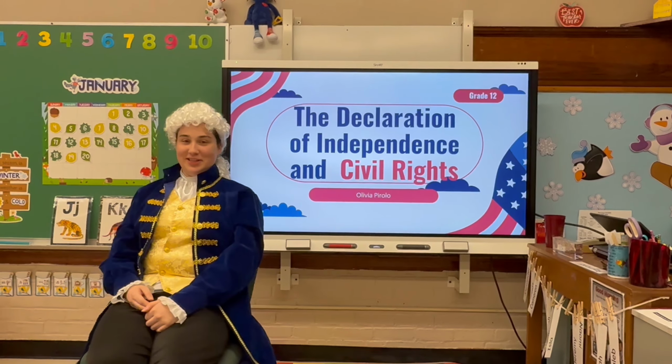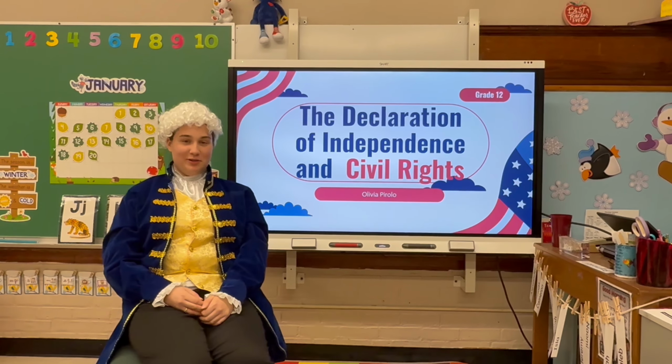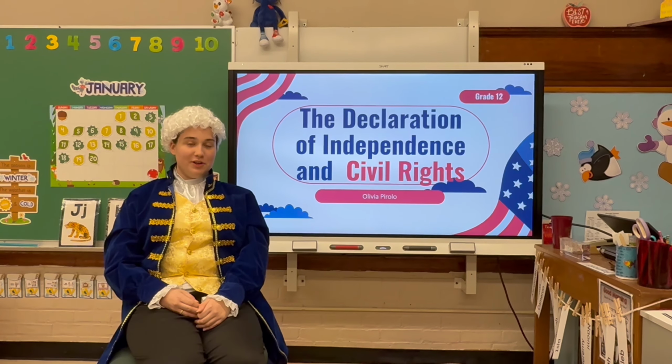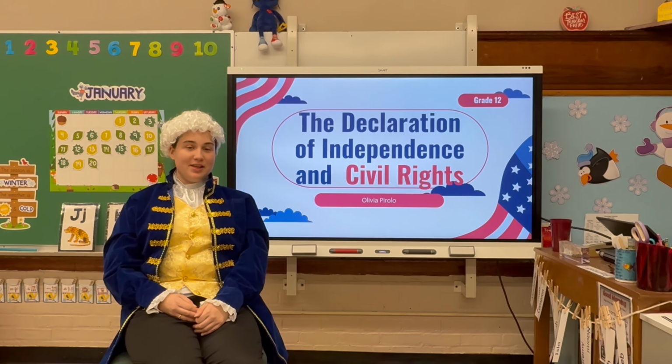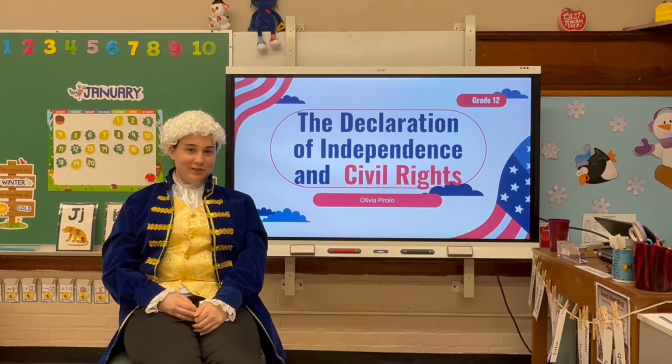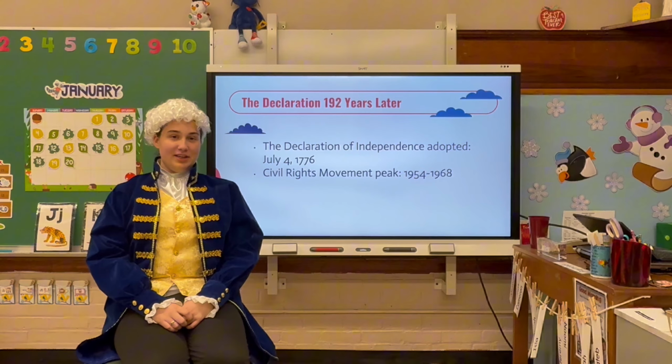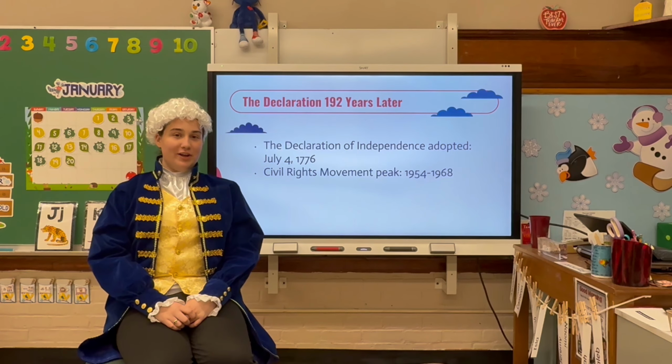The Declaration of Independence was established on July 4th, 1776, by the Second Continental Congress. Here's how Dr. Martin Luther King Jr. used the precedents set by the Declaration in his movement for civil rights. 192 years later, the Declaration of Independence's values still had hold over American society.